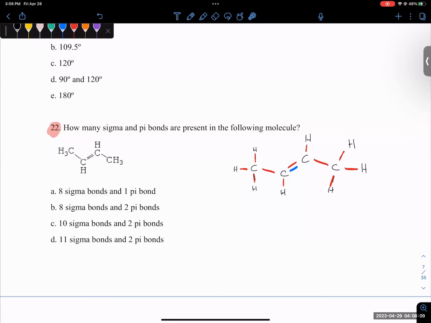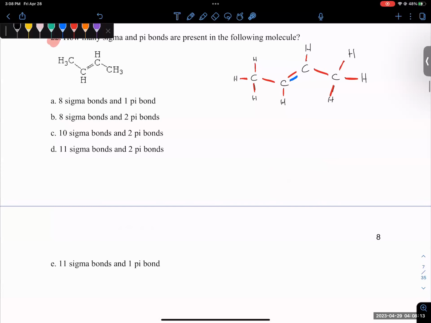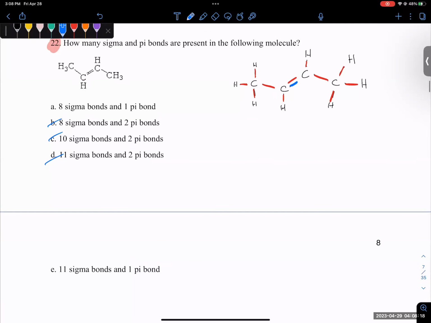How many sigma bonds, how many pi bonds? Look at the answer choices and cross out B, C, and D really quickly. So all you're doing is counting the number of red lines: 4, 5, 6, 7, 8, 9, 10, 11. The answer choice would be E.